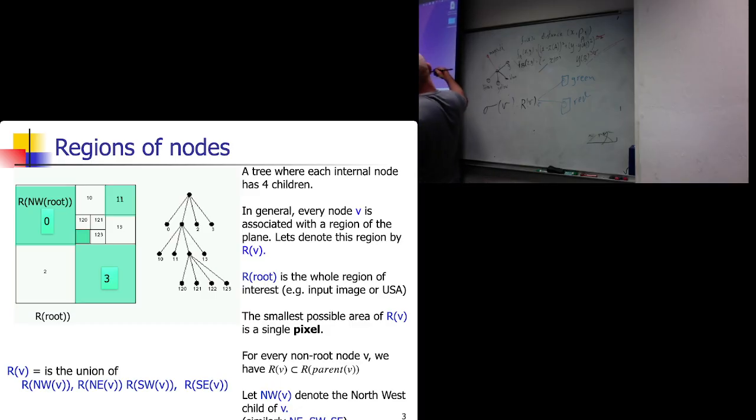So, the root has the region of interest, say everything in the United States. I had a friend that said that she had to leave the United States to see maps where the United States was not in the middle. And so now we talk about the United States and the root. This is a region of where we are designing, say, where to put Walmart. So it will be some geographic application. The smallest region that R of V can cover in this example is a pixel, if needed.